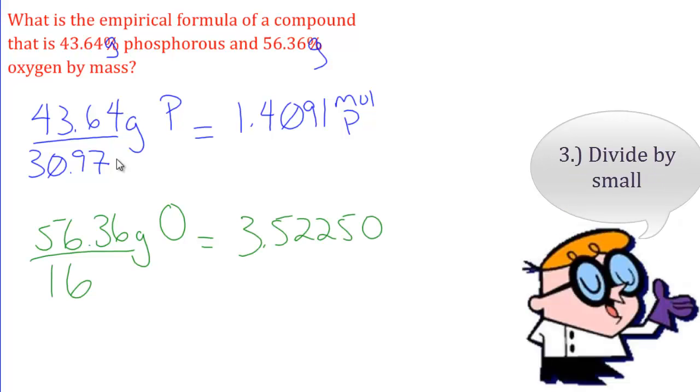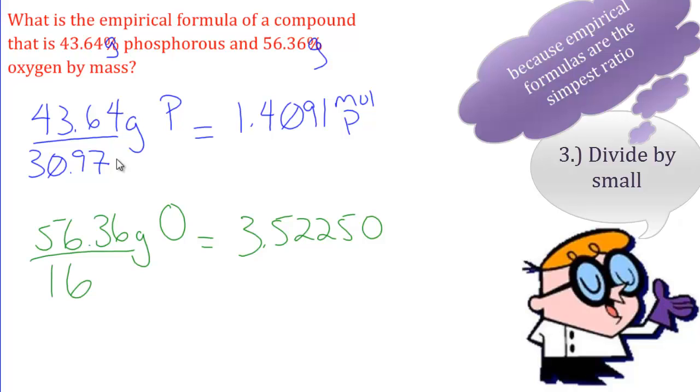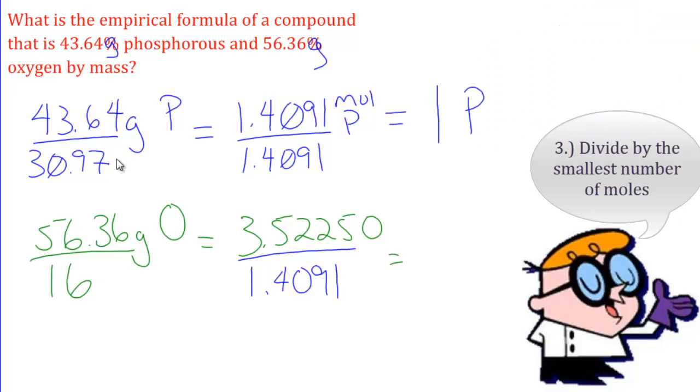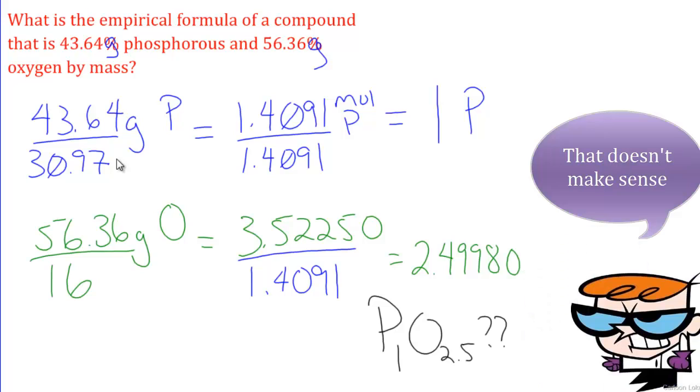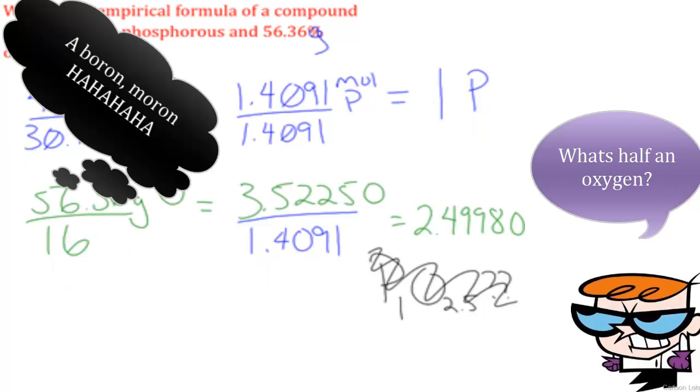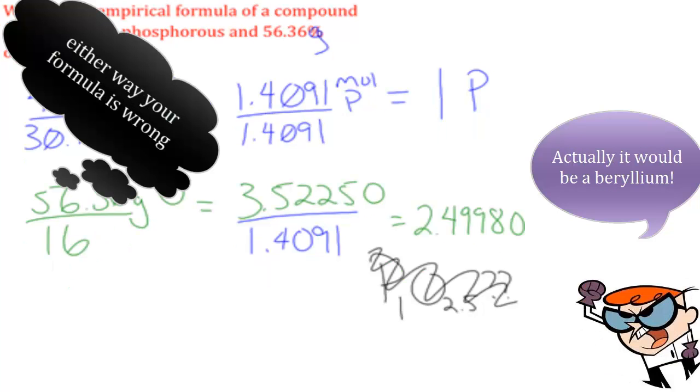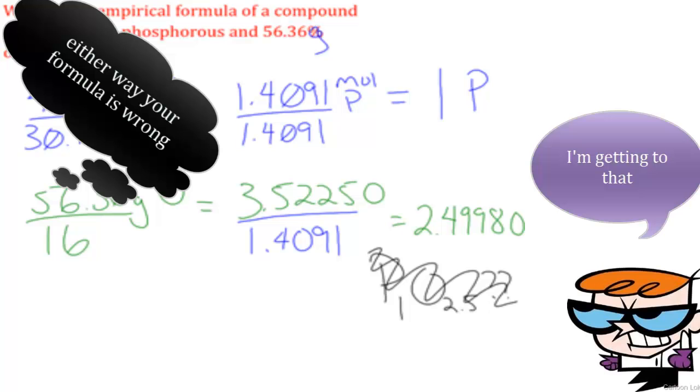For divide by small, we'll look for the simplest ratio of one element to another by dividing by the smallest number of moles. Since we only have 1.5 moles of phosphorus, we'll divide both of these numbers by 1.5. Lastly, our ratio should pan out to whole numbers, or very near whole numbers. If they do not, multiply all the numbers by 2. If that doesn't work, multiply by 3, and 4, then 5, until you end up with all whole numbers, or very near whole numbers.